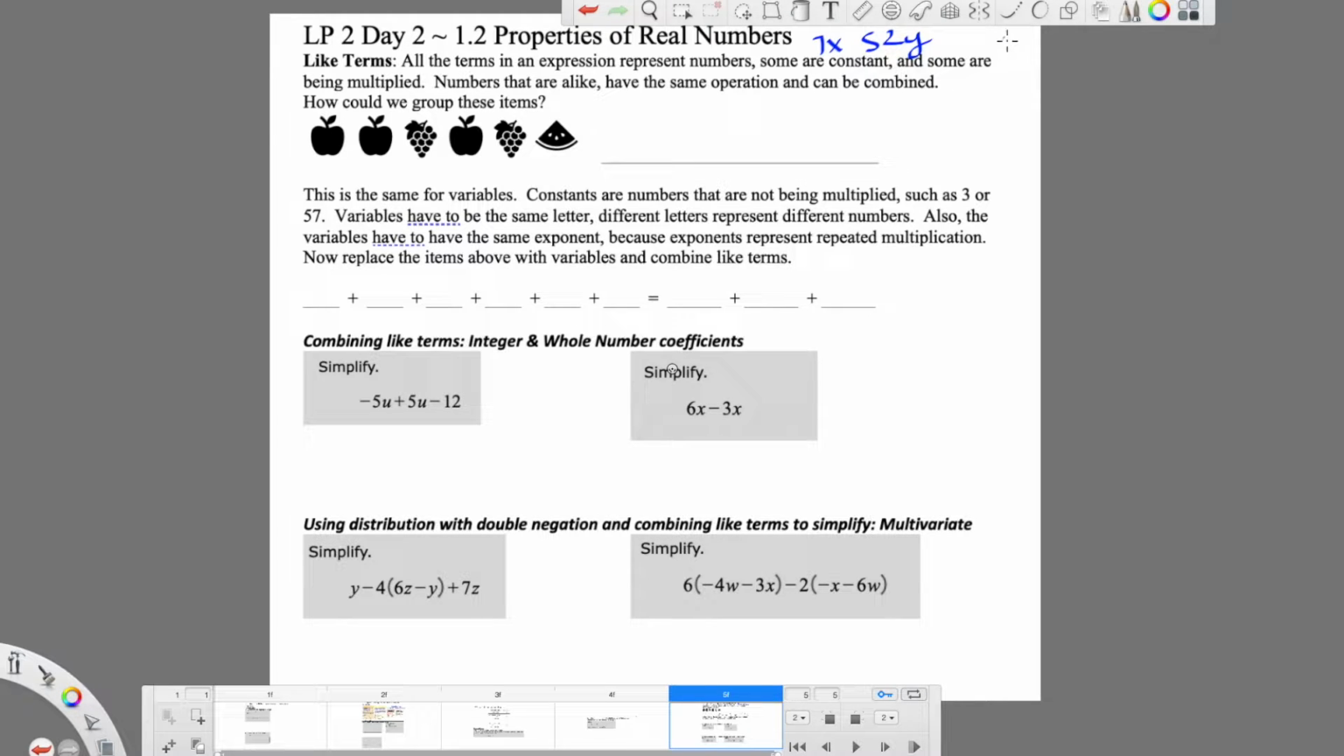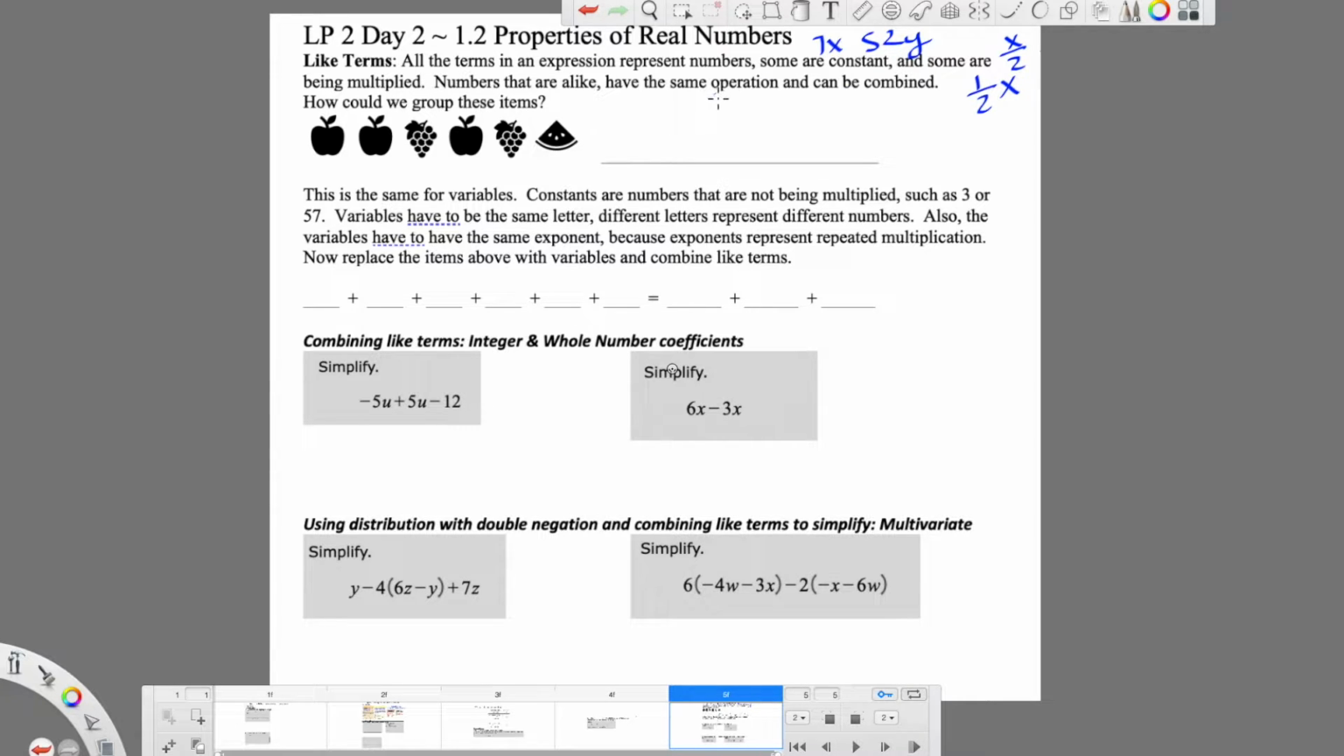So we could have x divided by 2, or same idea, you could have 1/2x, something along those lines. This is also the same idea. It doesn't have to just be multiplied. It can be multiplied or divided. Numbers that are alike have the same operation and can be combined. So what I mean by the same operation is they're either being multiplied or divided by the same thing.